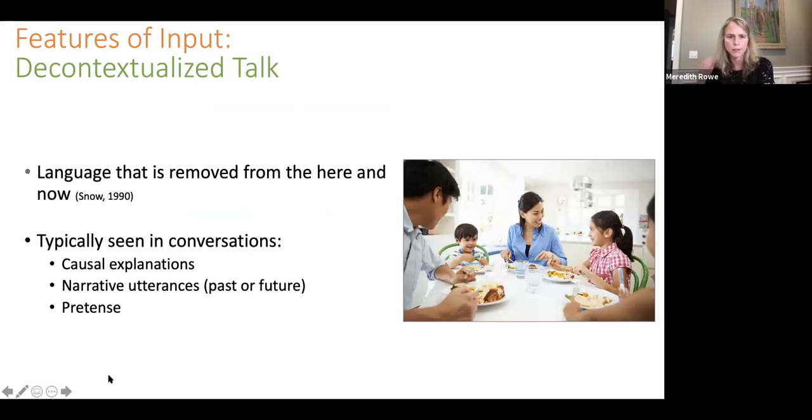As I said, decontextualized talk grew out of work by Catherine. It's language that is sort of removed from the here and now. It's more abstract, right? So when we look at how this type of talk is used in home or school environments, typically in preschools or homes, what you see are causal explanations about how things work in the world, right? Explaining germs, things like that, are abstract.